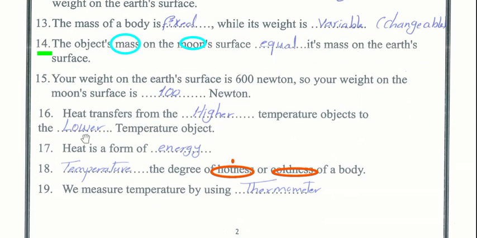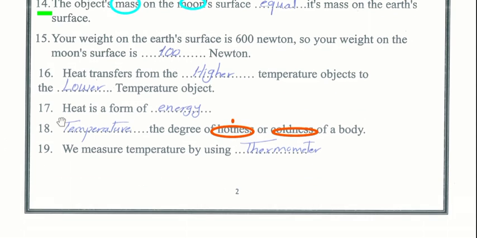Number 15 is a problem in the form of complete. Your weight on Earth's surface is 600 Newton. So what is your weight on the moon? Weight on moon equals weight on Earth times 1/6. So 600 times 1/6 equals 100 Newton.